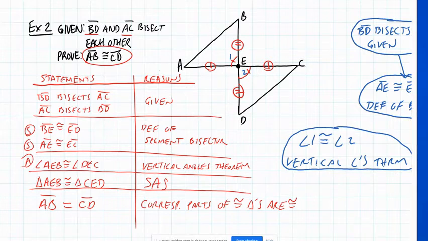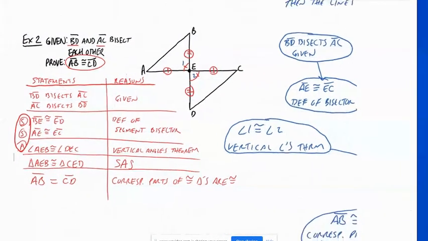And then we have AEB and DEC, or you could just say angle 1 and angle 2 are congruent by the vertical angles theorem. And that gives you 2 sides and an angle, and the angle is in between, so that's why it's SAS. And so the triangles are congruent by SAS. And since the triangles are congruent, then the corresponding parts are congruent. Okay, so that's what it would look like as a 2-column proof.